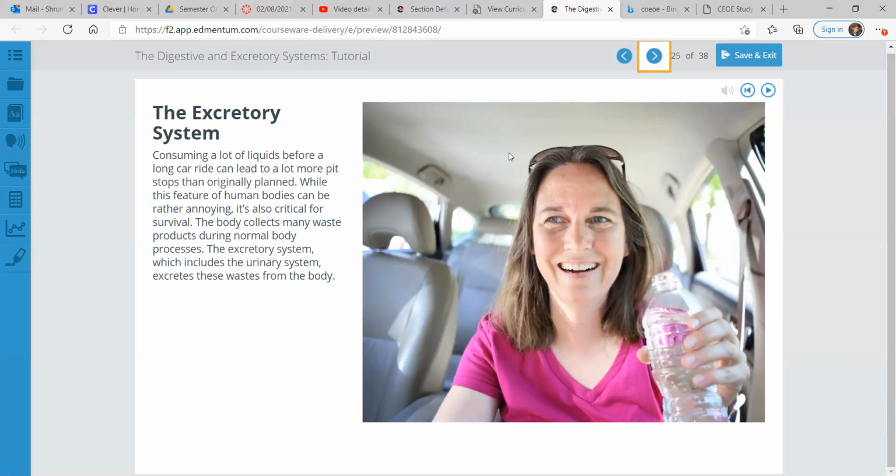The body collects waste products during normal body processes, and the excretory system, which includes the urinary system, excretes these wastes from the body.